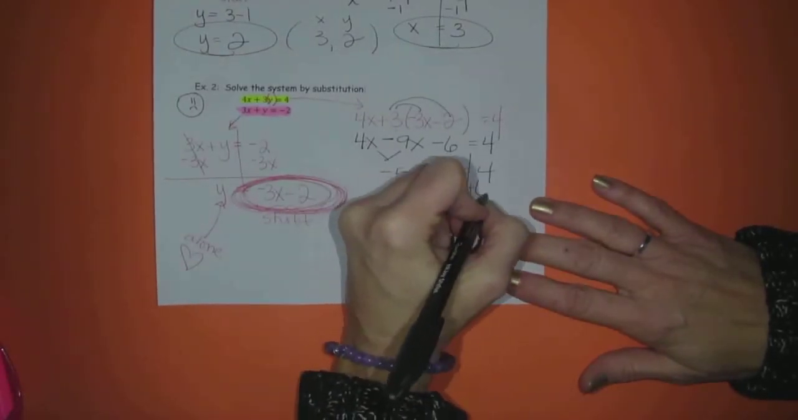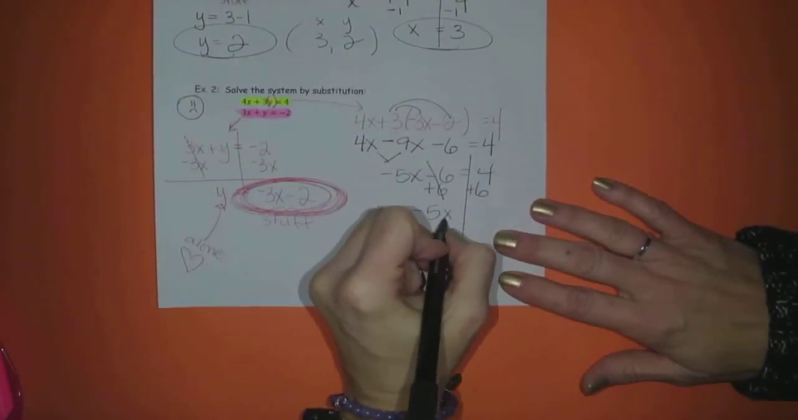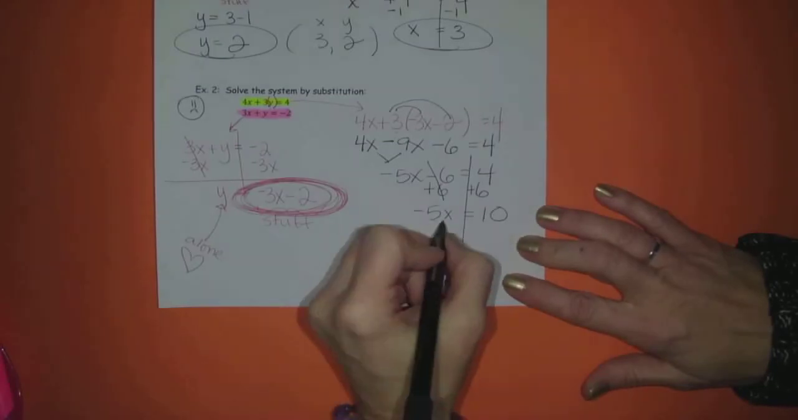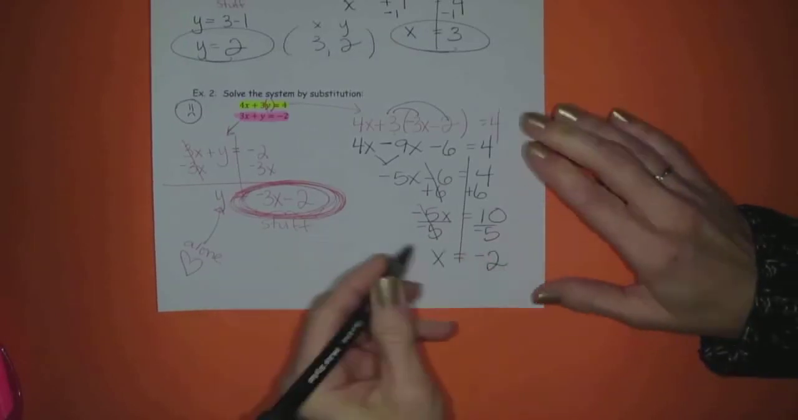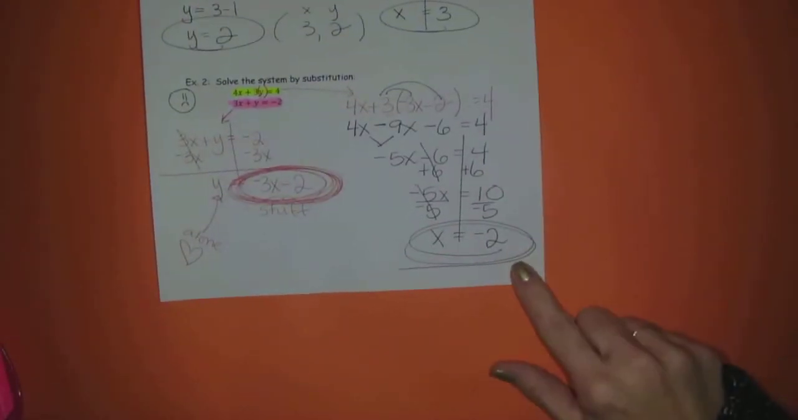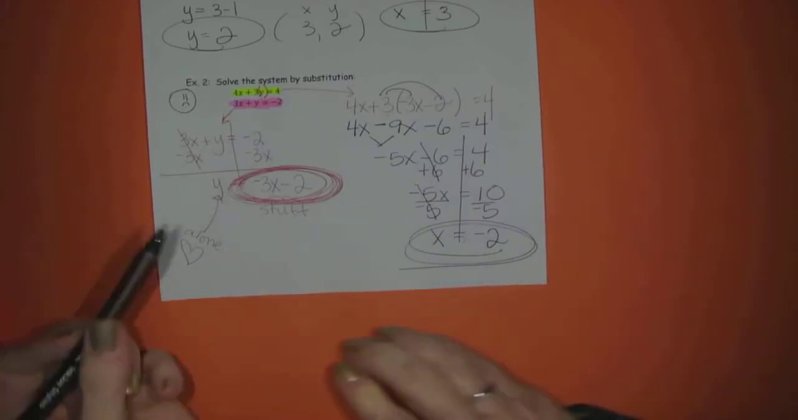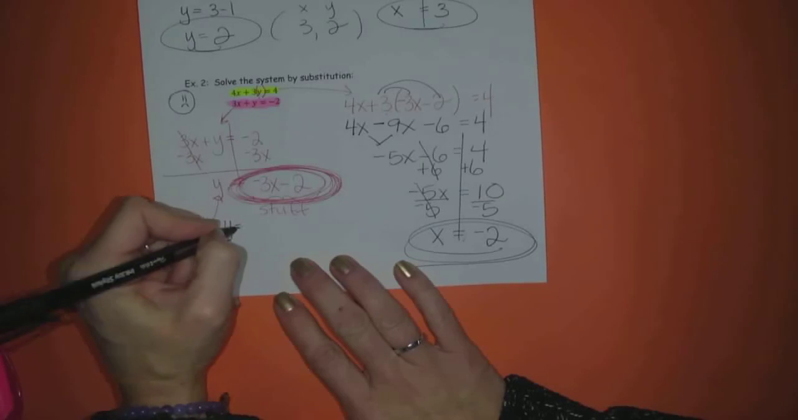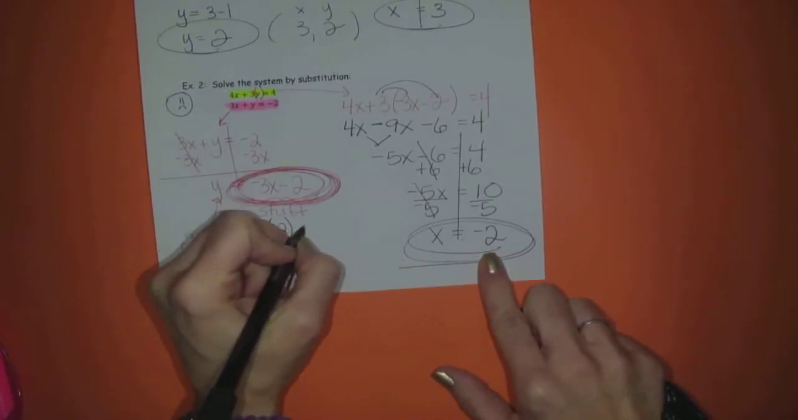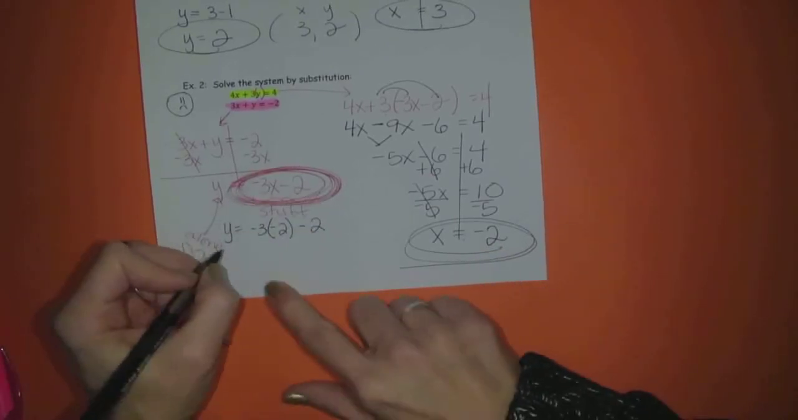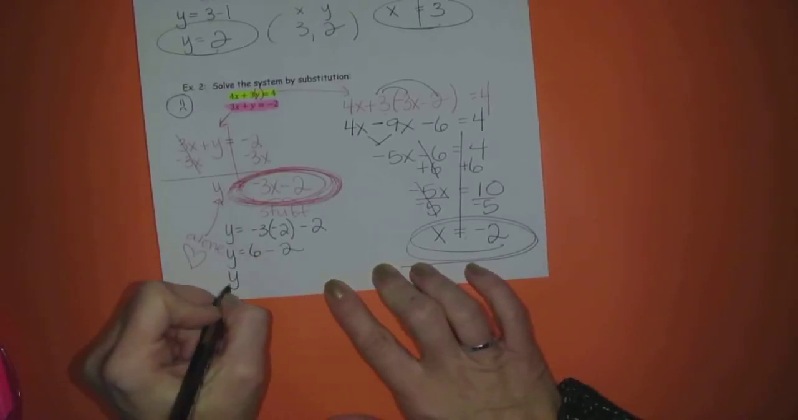Add your 6. Pause this video if I'm going too fast. -5x equals 10. Divide by -5. X equals -2. Done. We got the x. How do we get the y? Take this back to the stuff, fill it in. So here we go. Y equals -3 times, what's x? -2, minus 2. See, I'm filling it in here. So y is, what is that? +6 minus 2. So y is 4.